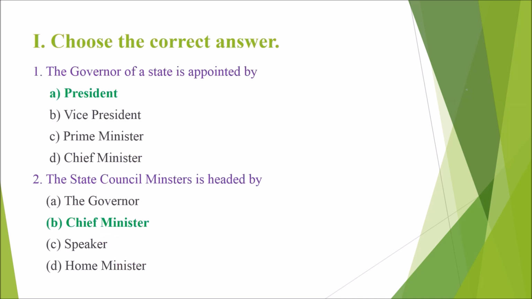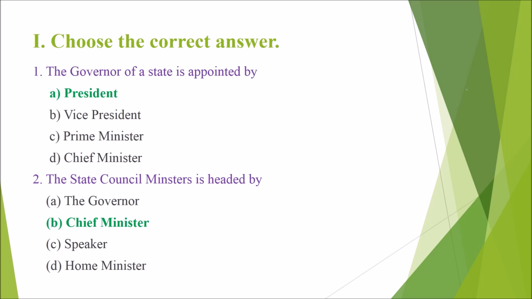Now we are going to revise the book back questions with answers. Roman letter 1. Choose the correct answer. Question number 1. The governor of a state is appointed by option A, President, option B, Vice President, option C, Prime Minister, option D, Chief Minister. So the correct answer is option A, President.